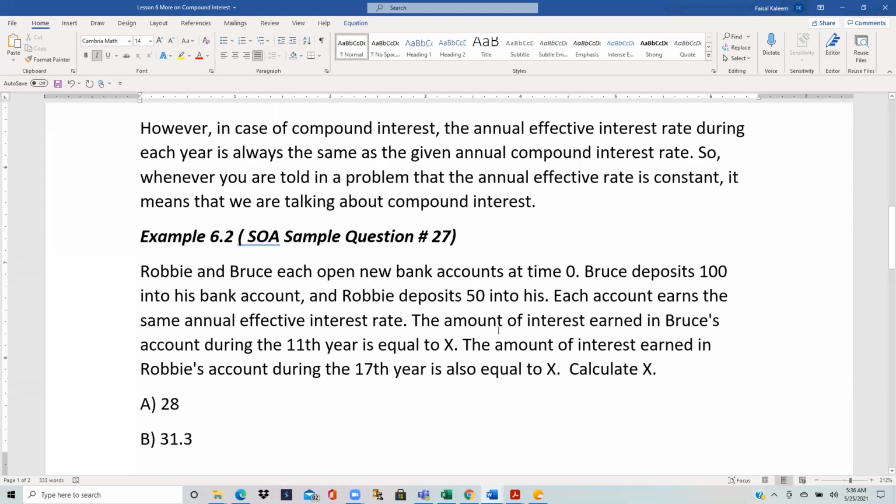The amount of interest earned in Bruce's account during the 11th year is X. The amount of interest earned in Robbie's account during the 17th year is also X. Calculate X.